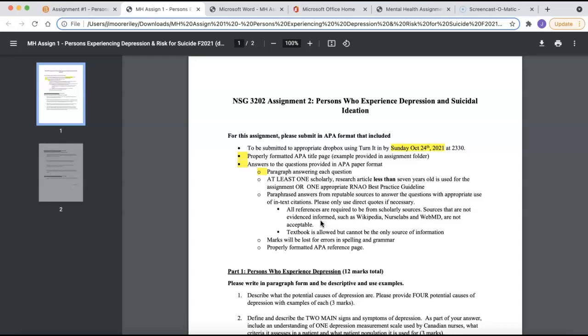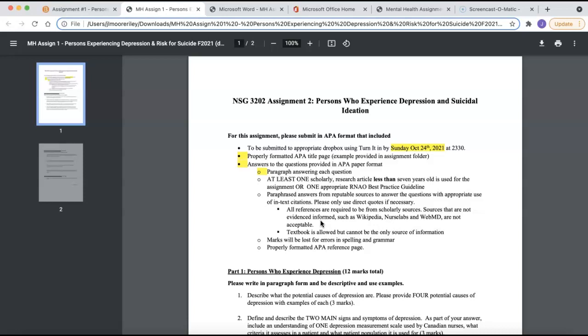Each question, there'll be a paragraph answering each question. You also need at least one scholarly research article less than 7 years old, or one appropriate RNAO best practice guideline. What I mean by that is it has to be in relation to the topics of either depression or suicide. You can't have something about catheters. I would allow something about therapeutic communication, but it would have to really link to what you're trying to answer in the question.